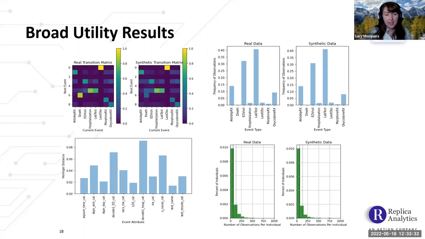And then on the bottom left-hand side, I've got Hellinger distances that compare the similarity between the distributions of event attributes, so things like the length of stay for a hospitalization. Again, we can see that the relationships are very well reproduced because all the Hellinger distance values are quite close to zero.